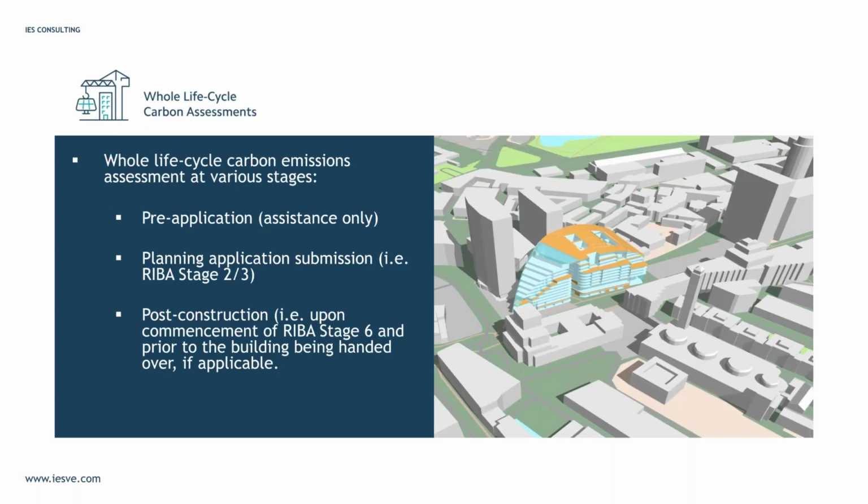As the project develops through the RIBA stages, from pre-assessment through the actual planning application submission and then to post-construction, we can use the software tools available to us to carry out automated whole life cycle assessments that help calculate and reduce the environmental impact of the buildings and infrastructure provided, as required by policy SI2.